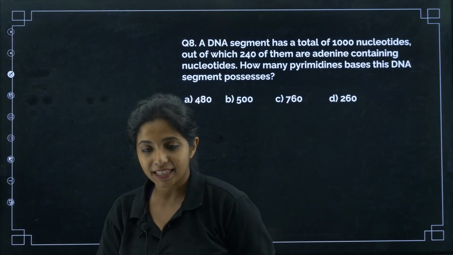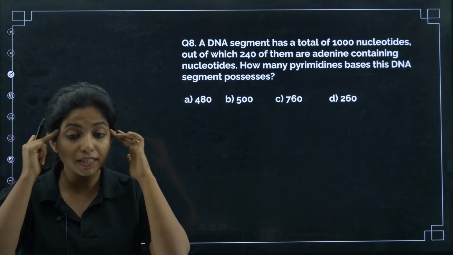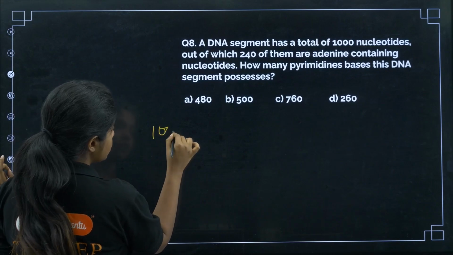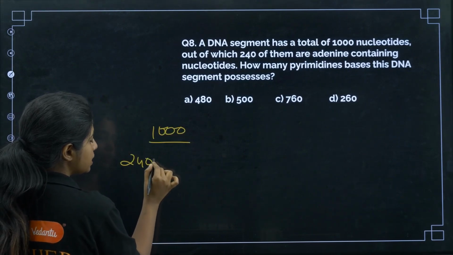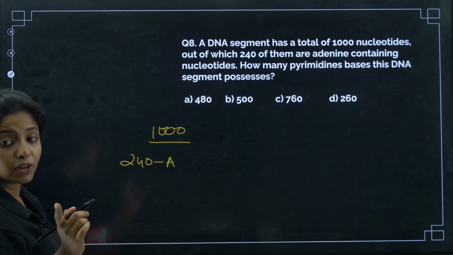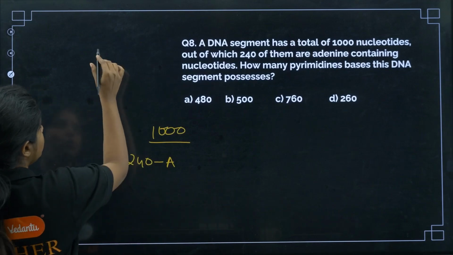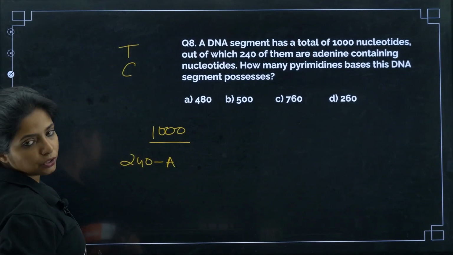Now, question number 8. A DNA segment has a total of 1000 nucleotides. Please read this question really carefully. How many nucleotides are there? 1000 nucleotides are there, my dear children, out of which 240 are adenine containing nucleotides. How many pyrimidine bases does this particular DNA segment possess? That means you're asked how many T and C nucleotides are there.